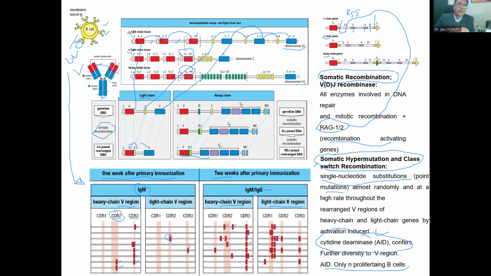You can see that these antibody coding genes are on different chromosomes for the kappa and lambda light chains, or the heavy chains, which is on chromosome 14.